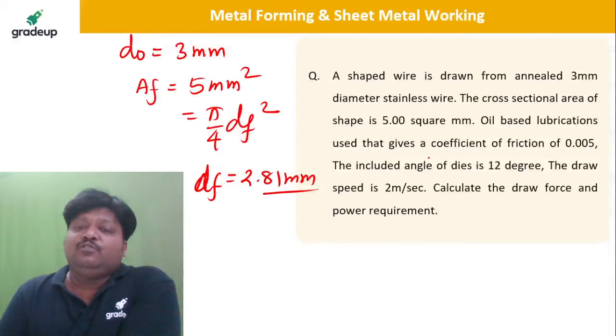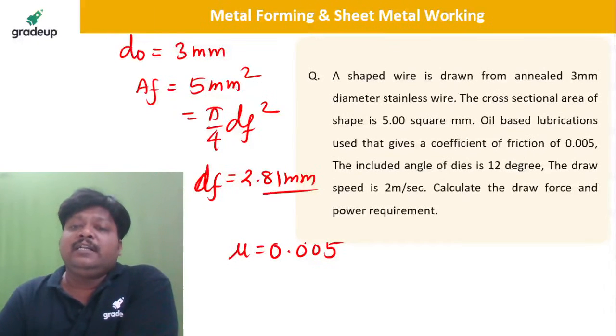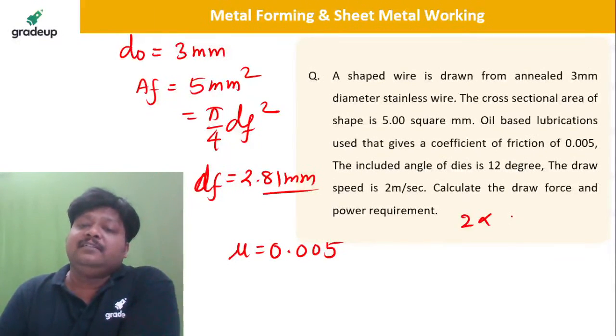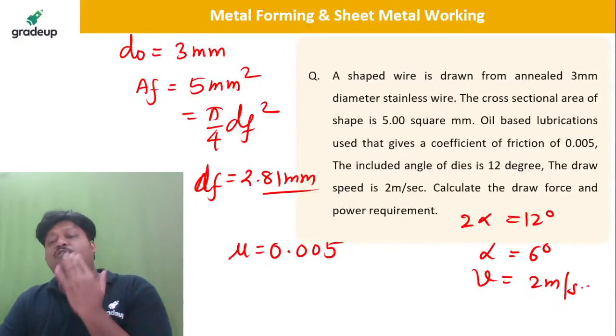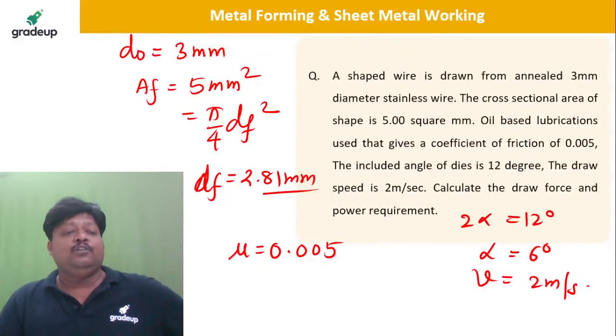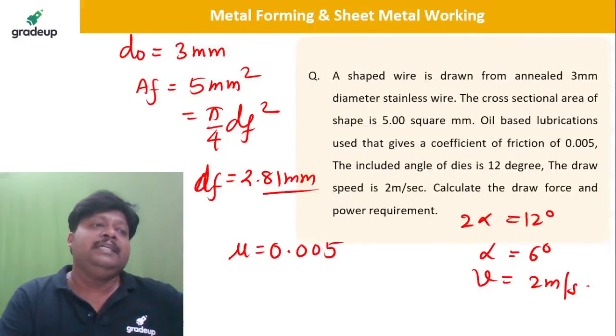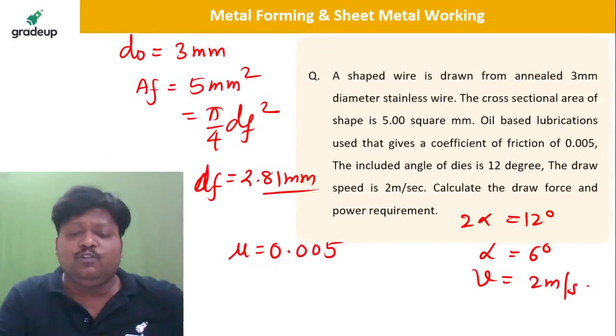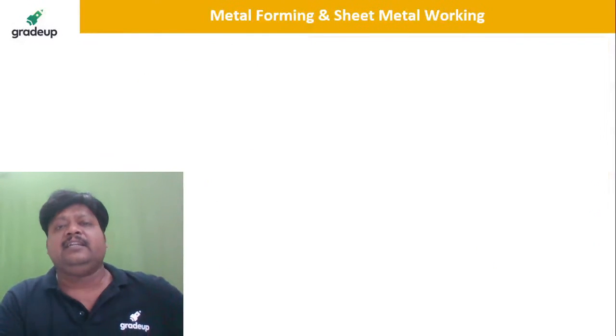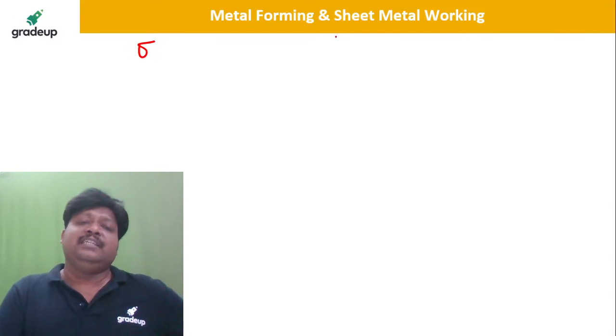Oil based lubricants are used, giving the coefficient of friction mu as 0.005. The included angle 2 alpha is given as 12 degrees, so alpha is equal to 6 degrees. Drawing speed, velocity, is given as 2 meter per second. Again calculate the draw force and the power requirement. Do it very fast, and please do the calculation correctly. I don't want any mistake there. Again friction is there, angle is given, so sigma d is equal to sigma y.